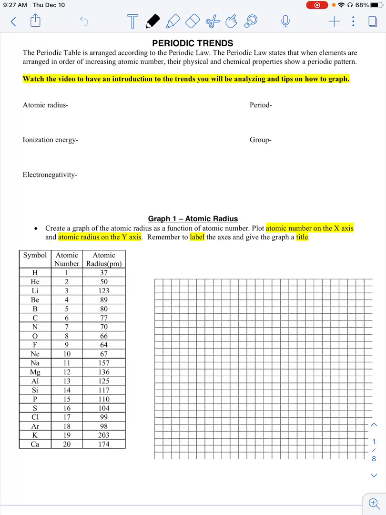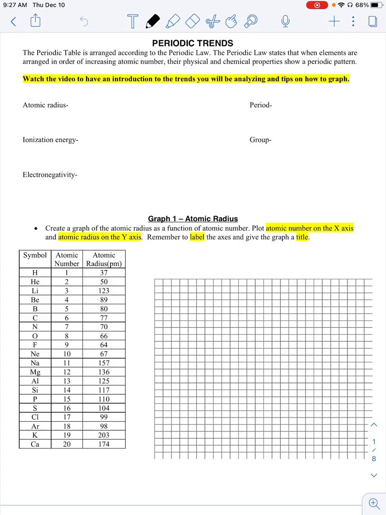Hey y'all, we are going to talk about other trends that we can find on the periodic table. We know that our periodic table is telling us so much information. It's telling us energy levels, sublevels, and valence electrons, and we're going to keep digging through this whole year and keep seeing all that information that our periodic table is telling us. Right now, we're going to focus on three properties of atoms, which are atomic radius, ionization energy, and electronegativity.